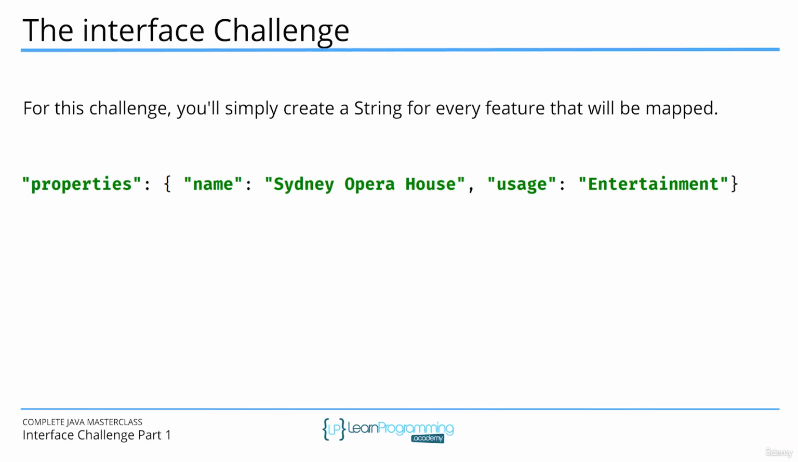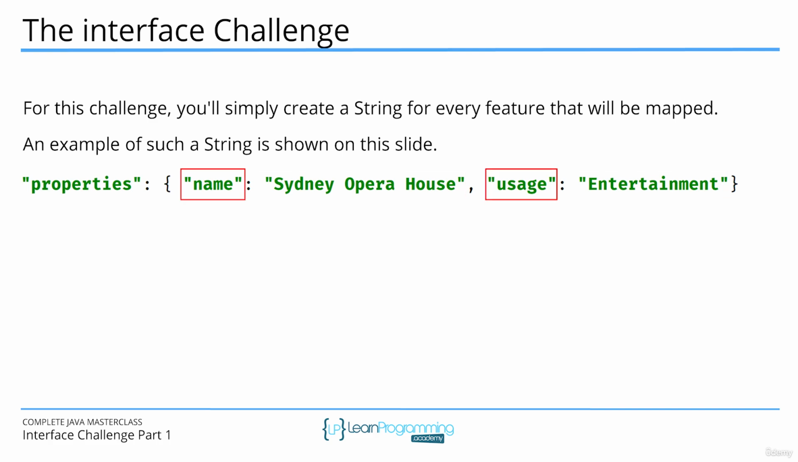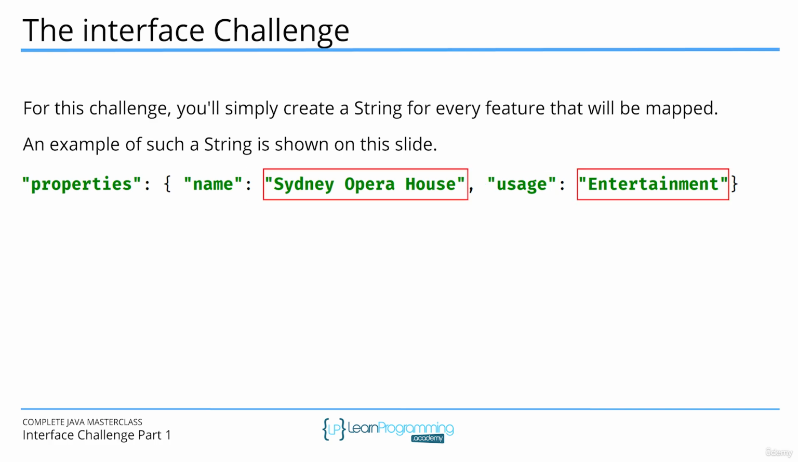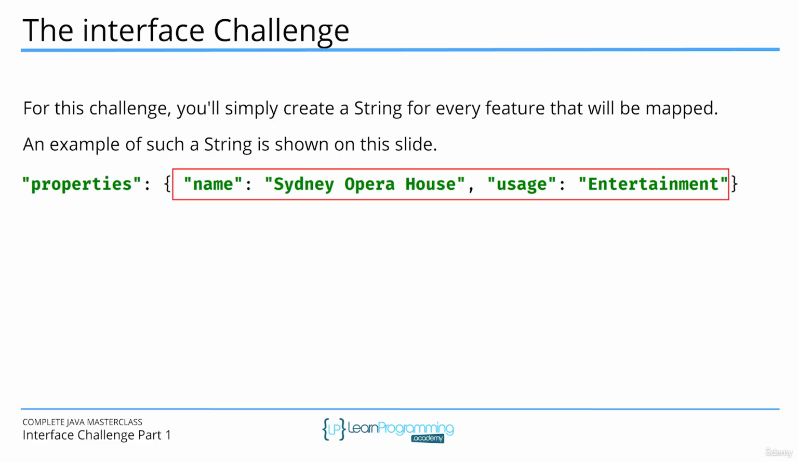For this challenge, you'll simply create a string for every feature that will be mapped. An example of such a string is shown on this slide. Notice that data is represented in name-value pairs. The property name and its corresponding value is separated by a colon. Pairs are separated by commas. Values can be string values or a list of values. You can see that here properties is the name and the values is a nested list of name-value pairs in curly brackets.